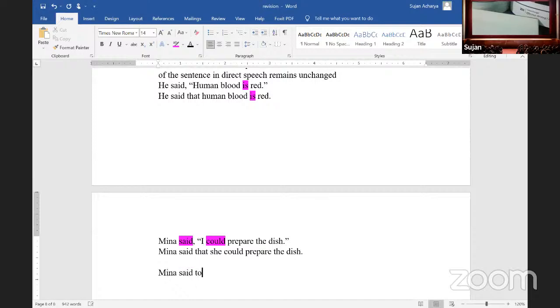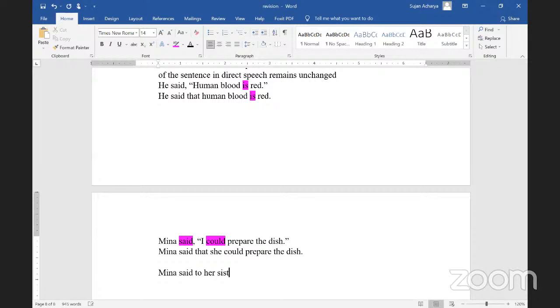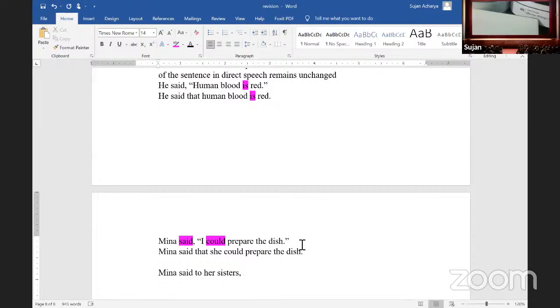Meena said to her sisters, "Why are you disturbing me?" What's the answer? Meena said to her sisters, "Why are you disturbing me?"